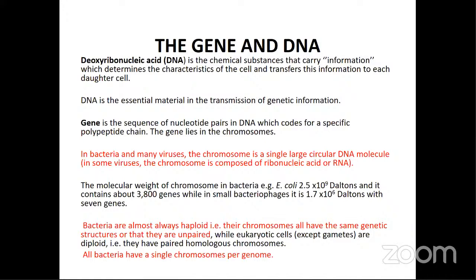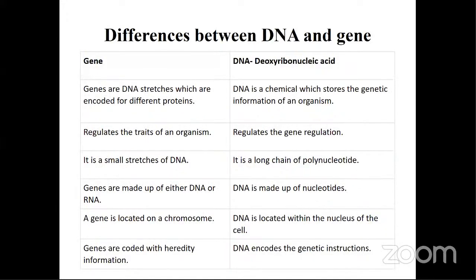And all bacteria have a single chromosome per genome. So you should try to know the differences between DNA and gene. Genes are DNA stretches. That is, the gene consists of several DNA, which are encoded for different proteins. And DNA is a chemical which stores the genetic information of an organism. The gene regulates the traits, that is characteristics of an organism, while the DNA regulates the gene regulation. The gene is a small stretch of DNA, while the DNA is a long chain of polynucleotide.